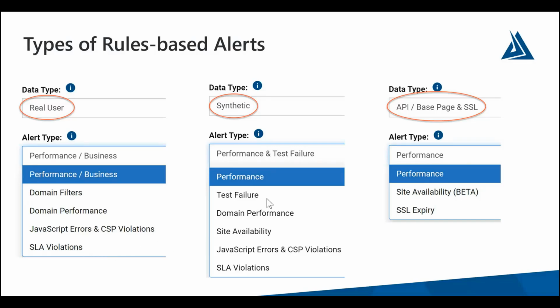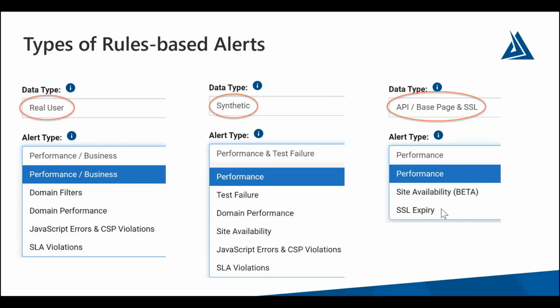Test failure is pretty straightforward as well. The thresholds in this case are going to be how many tests are required to fail before we trigger an alert. And then site availability, of course, is going to be a percent availability threshold. Let's say 95%. If it goes below 95%, send an alert.